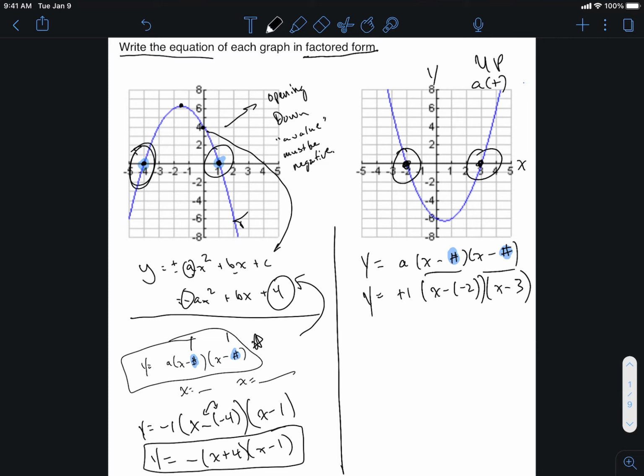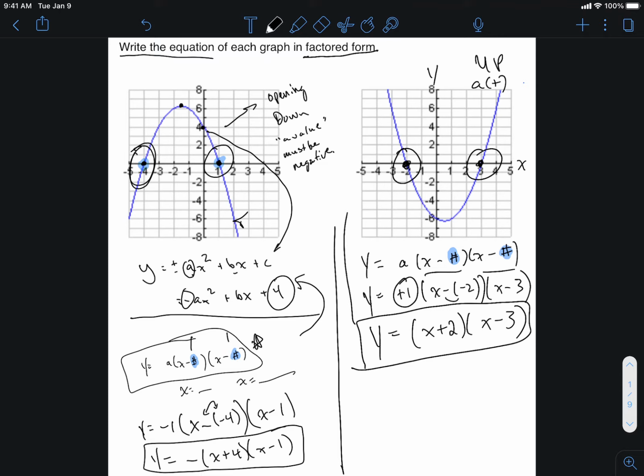Okay? It looks like I got two negatives there, so let's clean those up. You don't need to write the positive 1. Okay? Positive 1 is positive 1. That's nothing special. So you just write it like this. That's the equation that represents this graph. Okay, does anybody have any questions?